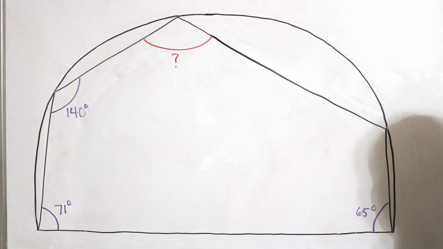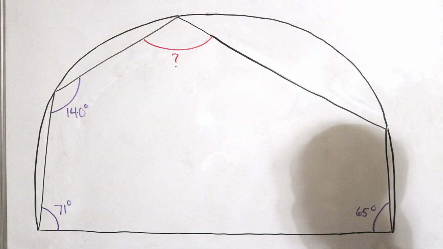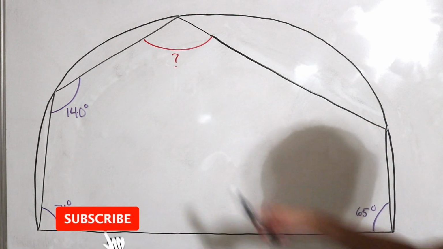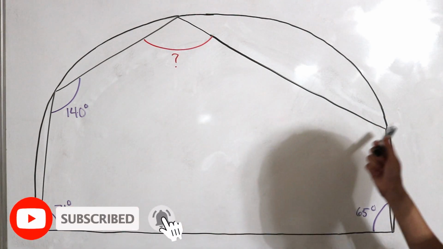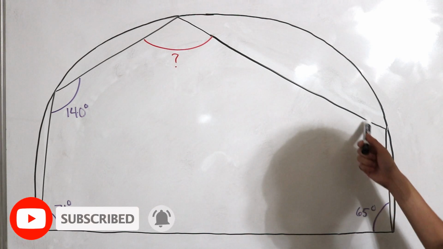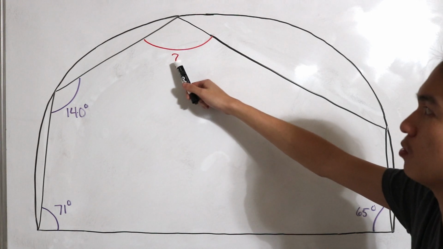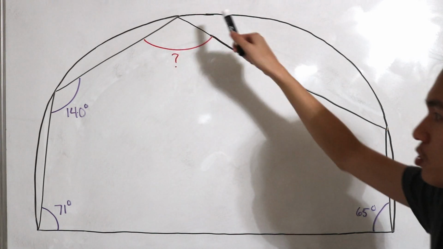So here we have a semicircle, and inscribed are 4 chords forming 4 different angles, 5 technically, 3 given. We don't really know much about this angle, but what we're asked for is to find the angle between these 2 chords here.